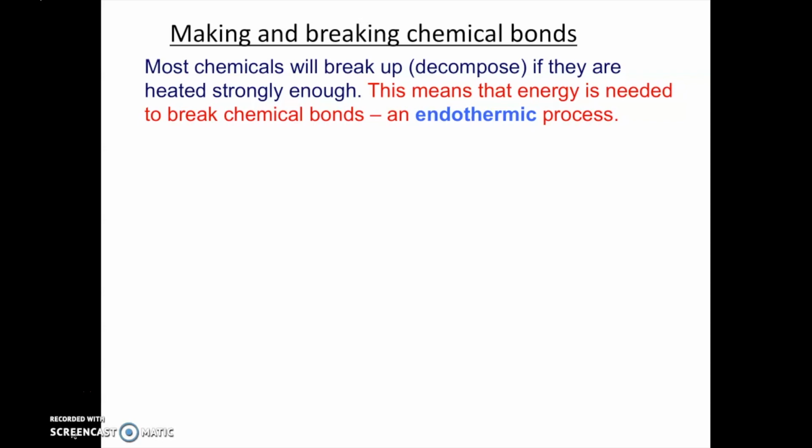The first thing we need to talk about when talking about bond energies is the making and breaking of chemical bonds. Most chemicals will break up or decompose if they are heated strongly enough. This means that energy is needed to break chemical bonds, which is an endothermic process, as energy needs to be put in to the reaction in order to break a bond. Think about it like if you're trying to break a pencil, you need to put in energy to break that pencil. It's the same thing for a chemical bond.